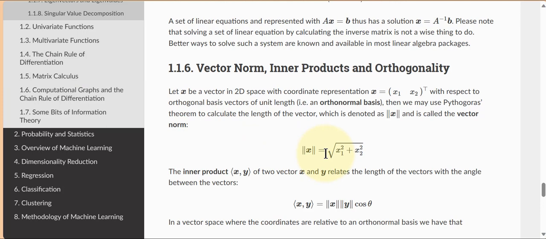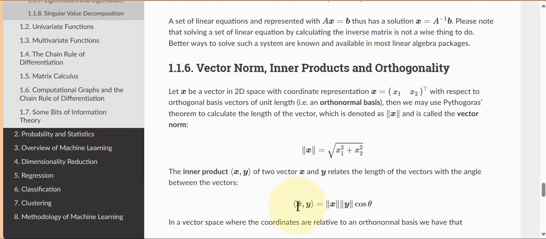And if we had a vector, an arrow in three-dimensional space, we just have one more term here. We'd have x1 squared, x2 squared, x3 squared, and the square root of that. So you can see that we might generalize that. If we had a vector in R4, we could make it x1 squared, x2 squared, x3 squared, x4 squared, and we could do that for R5 and so on.